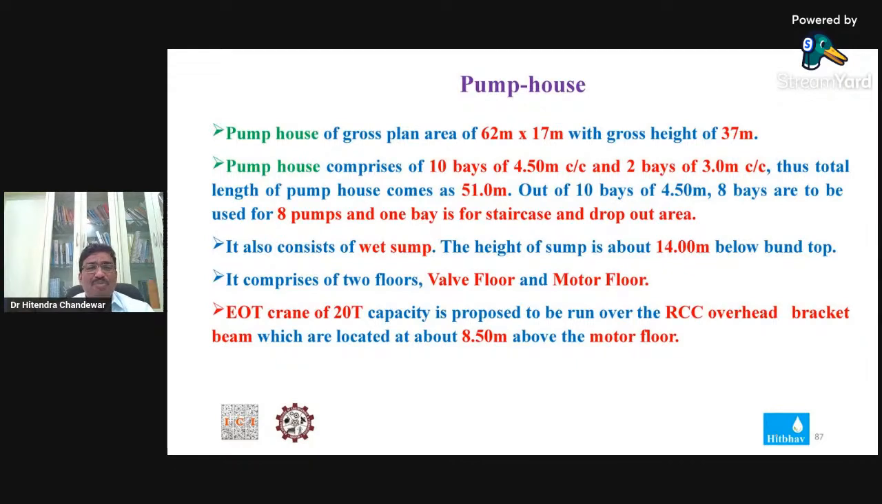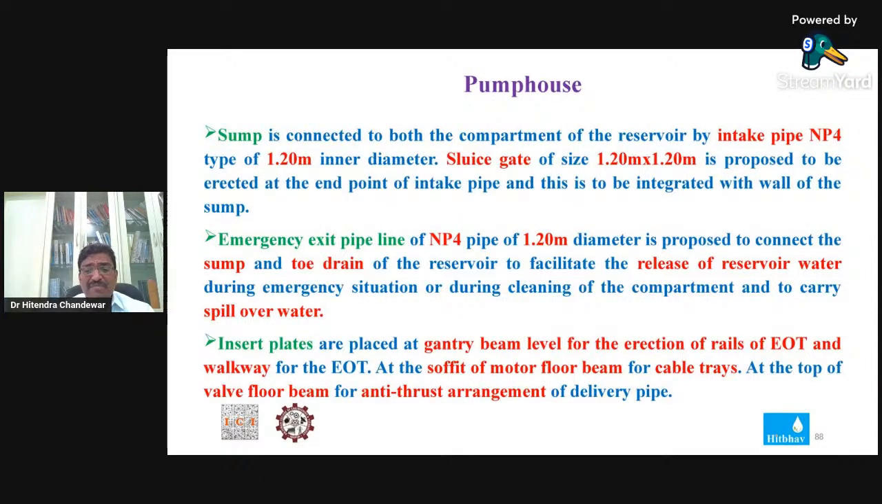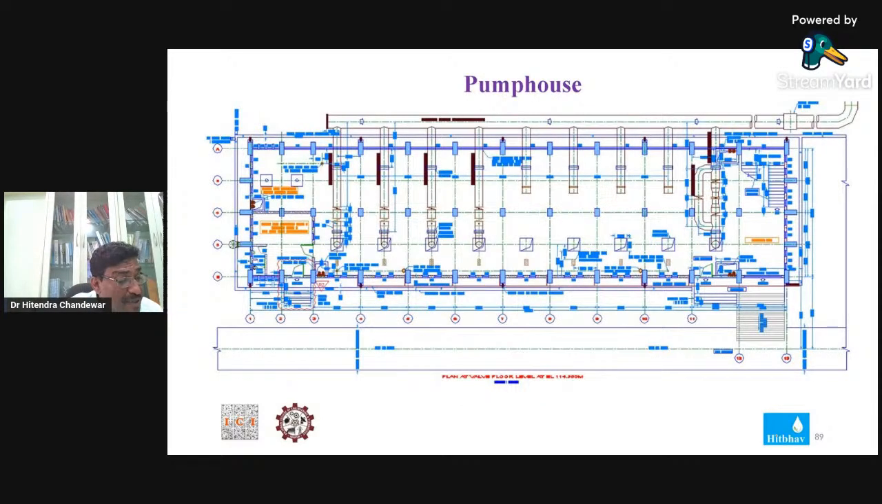Now this is about the features of the pump house. The pump house is about 62 meters in length, 17 meters in width, and 37 meters in height. They have 10 bays of 4.5 meters, and 8 pumps have to be installed. Initially they have installed 4 pumps, and they have made a provision for 4 pumps in future. The EOT crane was of 20 ton capacity. Then there are different features of the pump house. I will not go into detail because I think time is nearly over.